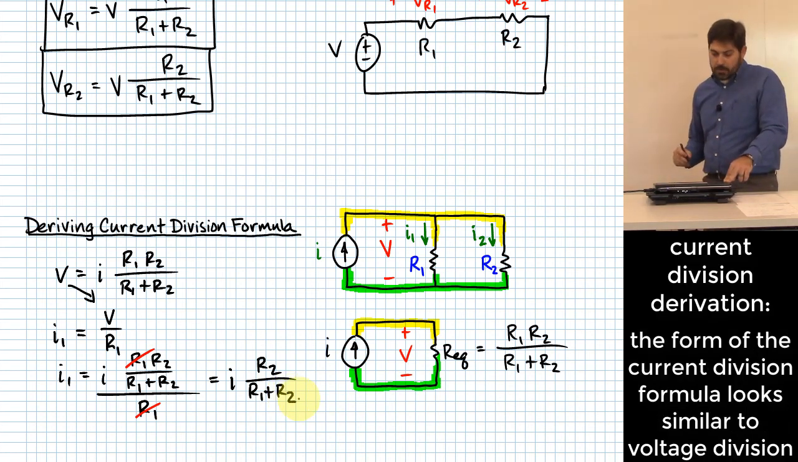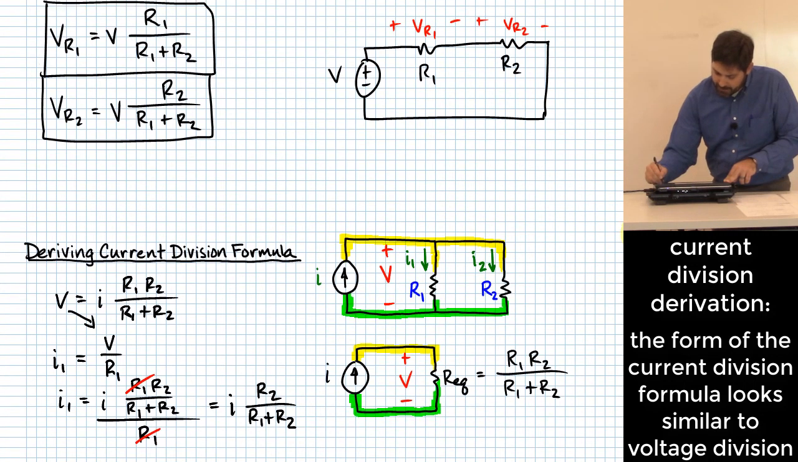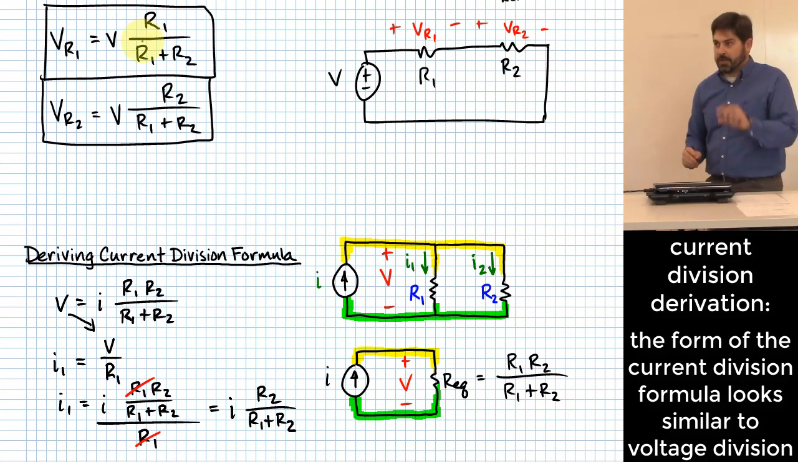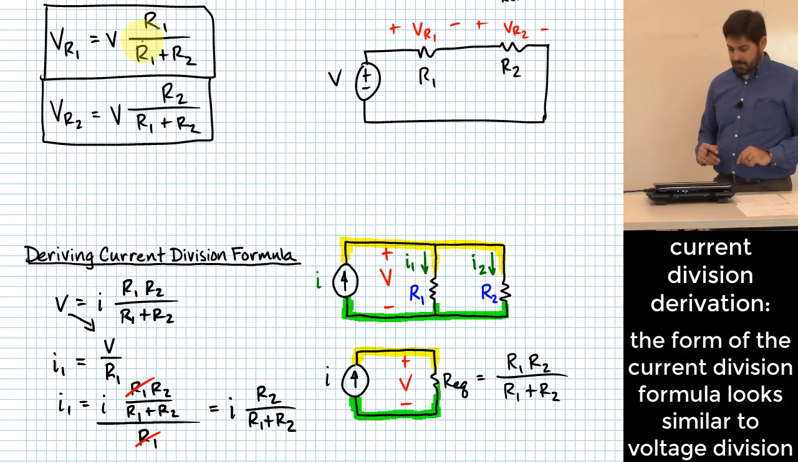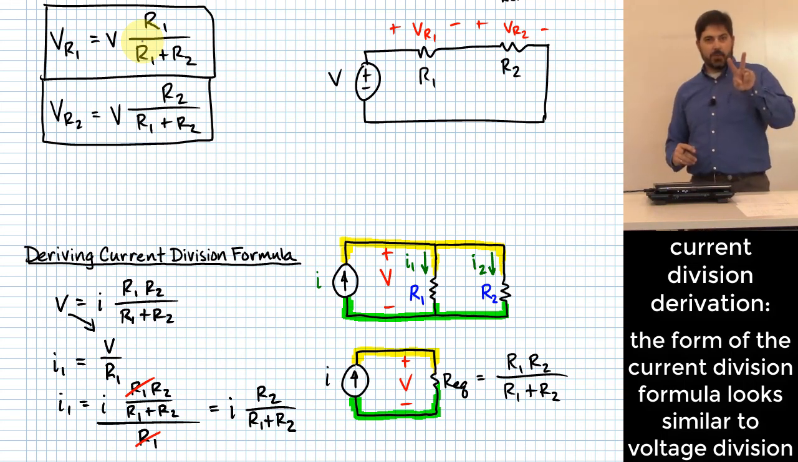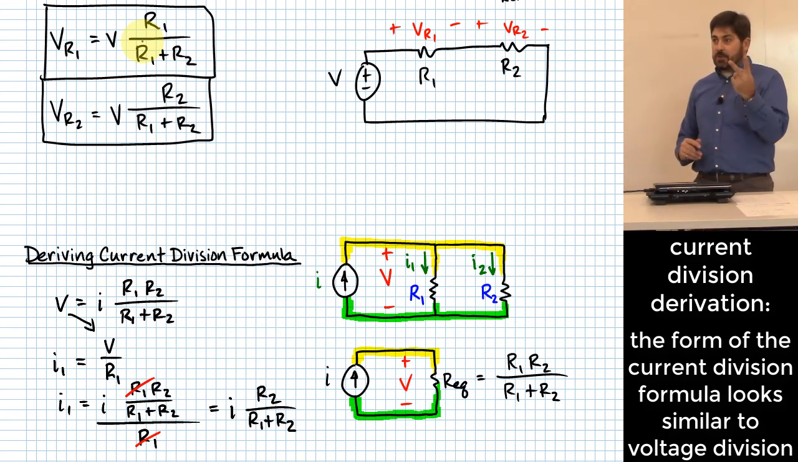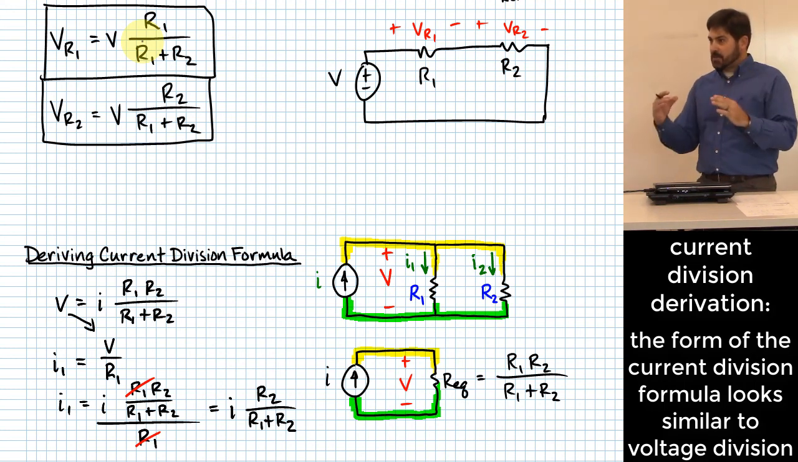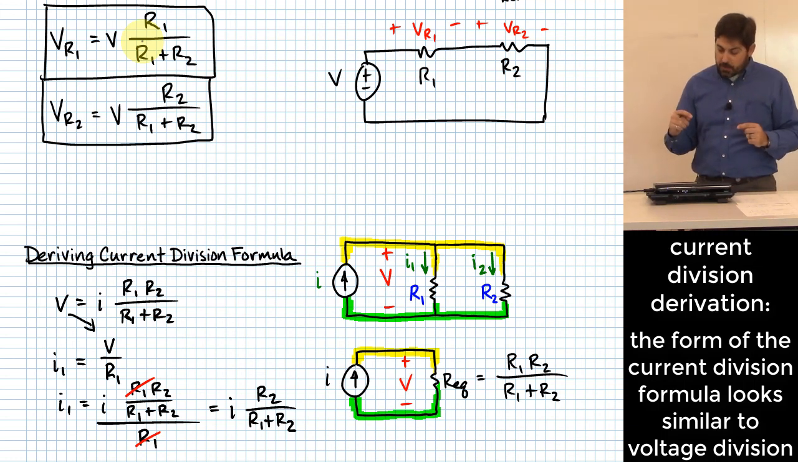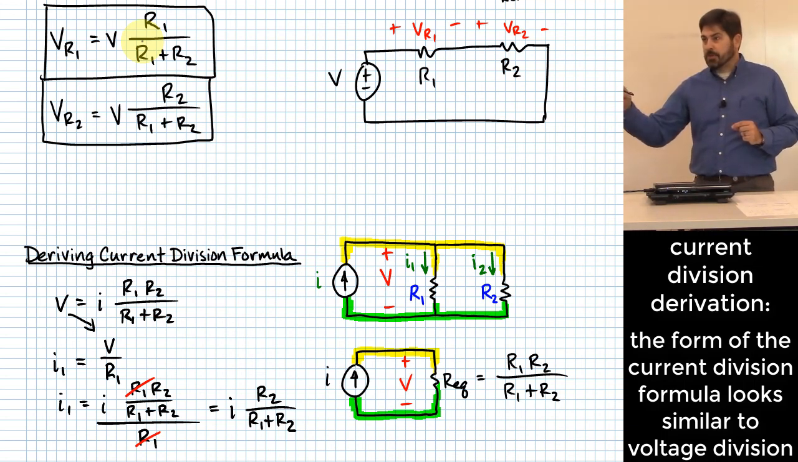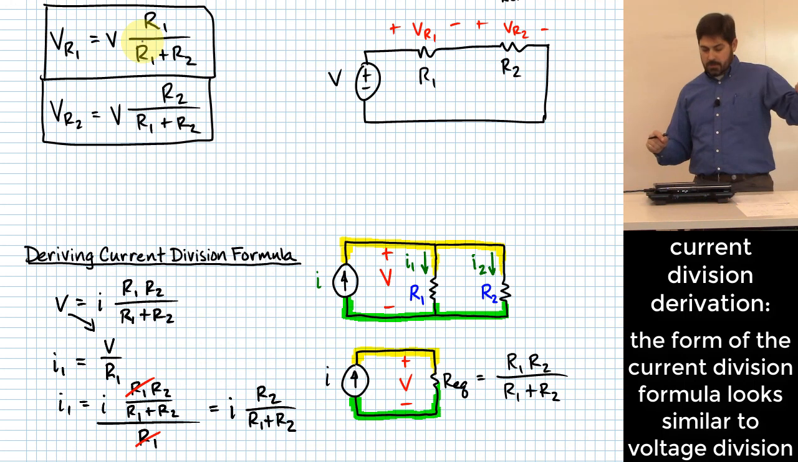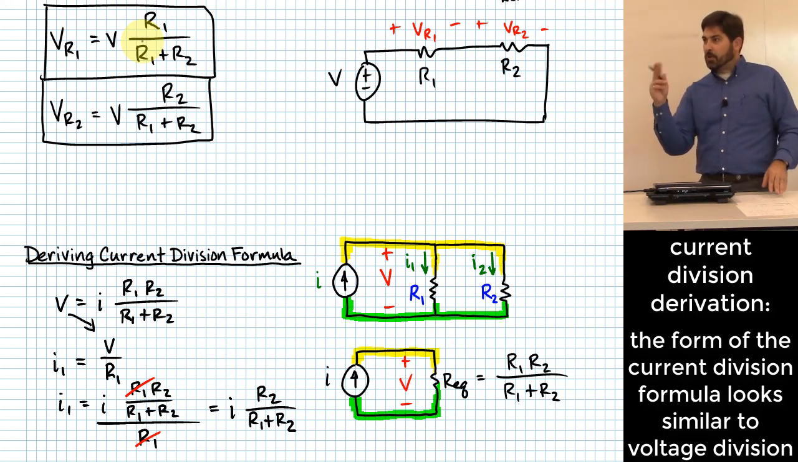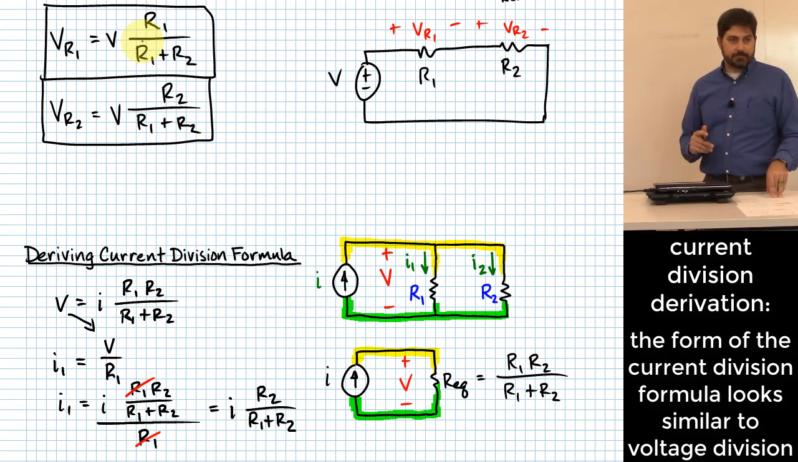And that form should look kind of similar to what we had for voltage division, with one little difference. What you're doing is you're inverting which of the two resistors you put in the numerator. Right? You still have the sum of the two resistors in the denominator, but if you want the current through R1, you have to put the value of R2 in the numerator. So you kind of flip which one of those shows up in that numerator.